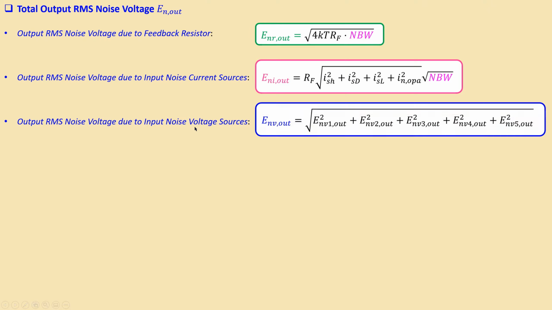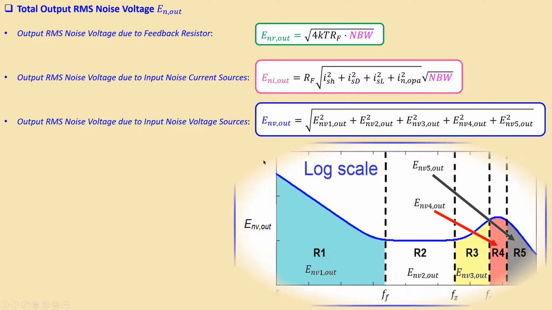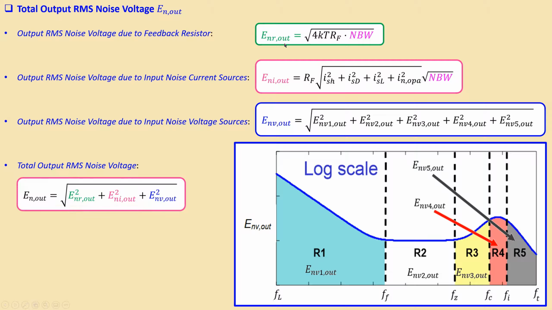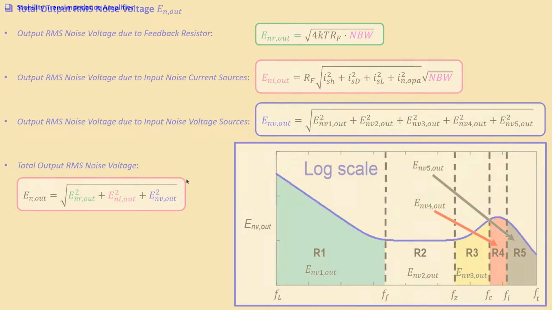Now, we have already discussed this. This is the expression, and we have seen the separate elements in it. If you want to combine these, the total output RMS noise voltage is obtained by squaring this and squaring that, adding them up, and then taking the square root. That is the final output noise voltage.